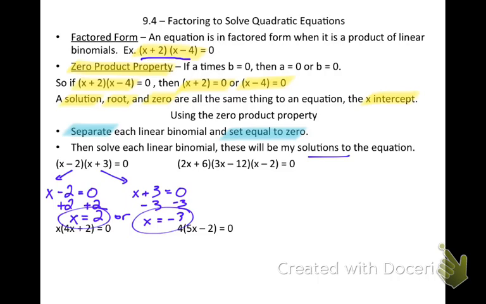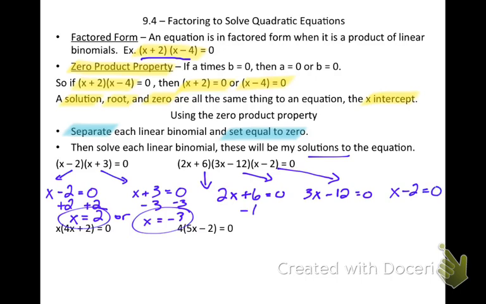I can do the same thing with this second one. Even when I have three things being multiplied by each other, zero product property still holds. And so I can do 2x plus 6 equals 0, 3x minus 12 equals 0, and x minus 2 equals 0.